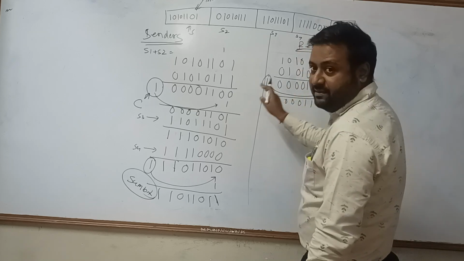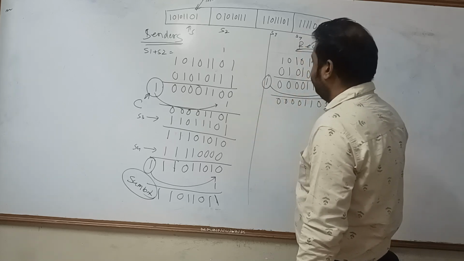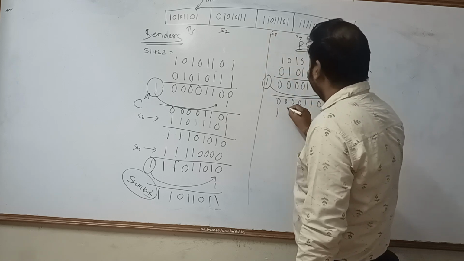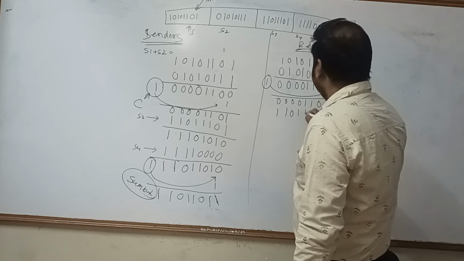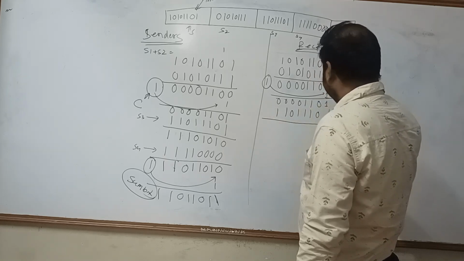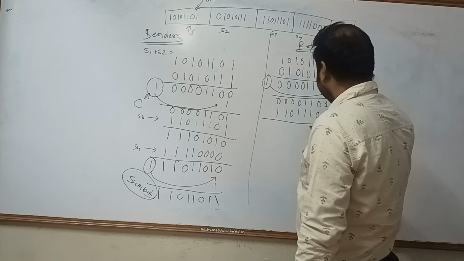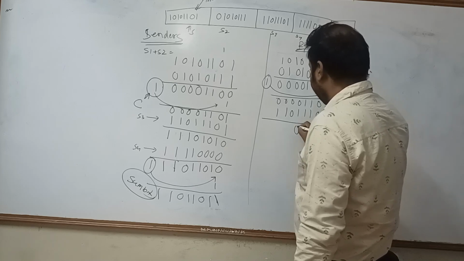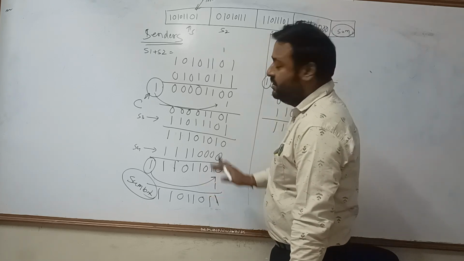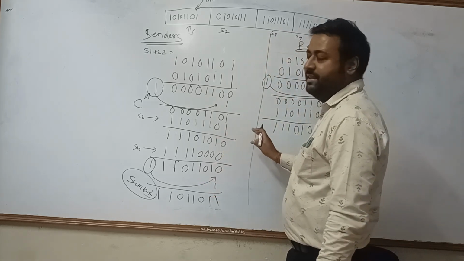Again, segment 3 is to be added here also. So what is our segment 3? This is our segment 3. We will add the segment 3 here: 1, 1, 0, 1, 1, 0, 1. Now the addition will become 0, 1, 0, 1, 0, 1, 1. There is no carry. That means no 1 is to be added here.